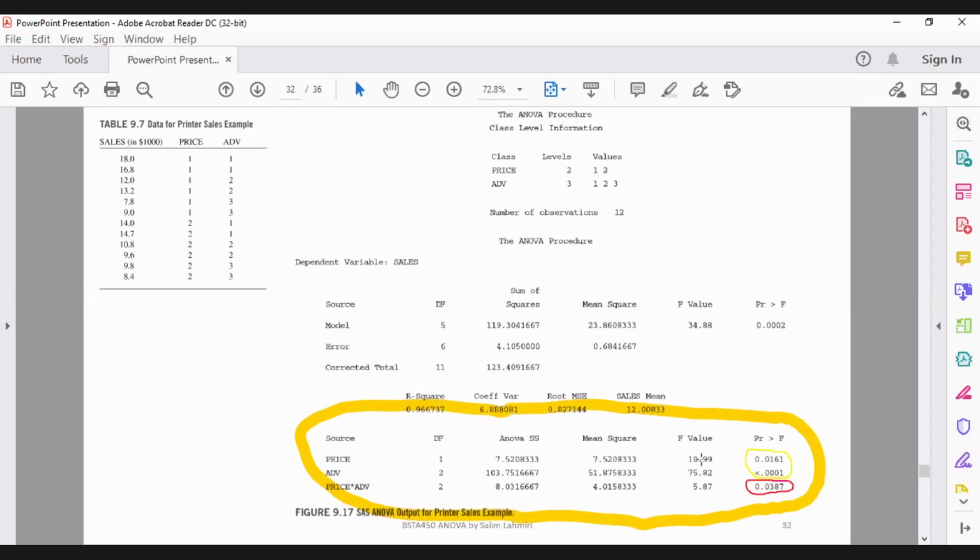So this null hypothesis is rejected and alternative 1 is accepted, meaning that at least one level of advertising has a mean different from the others. For the interaction effect, it has nothing to do with the average of means, meaning that the interaction effect is not affecting the average of sales.